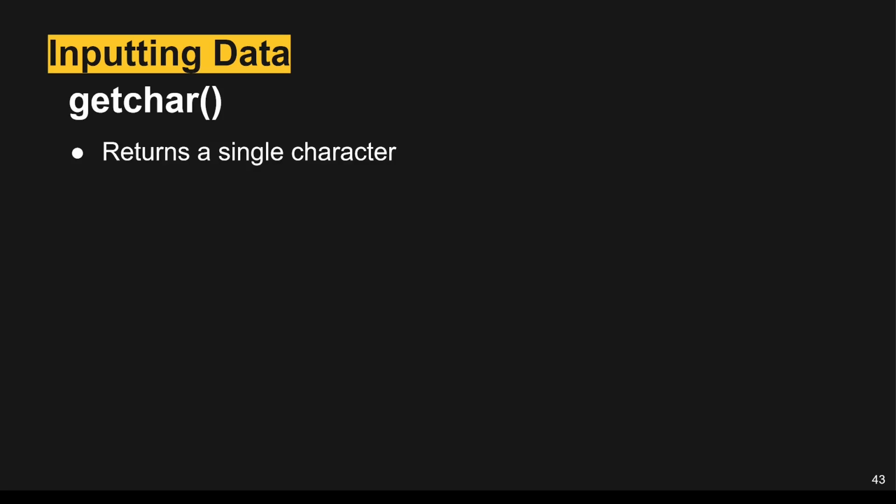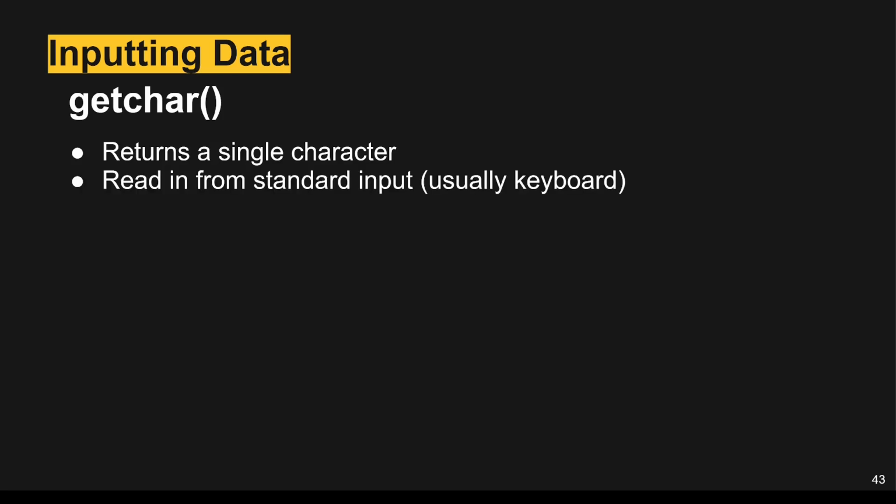Getchar returns a single character, and it's read in from standard input, which is usually the keyboard. Using it in your code would look something like this. You create a variable called cvar, and it equals getchar, and after getchar runs, cvar will have whatever value was entered in by the user. Unfortunately, this does not work. Getchar does not terminate when a single character is entered. It also has to be followed by an enter key.